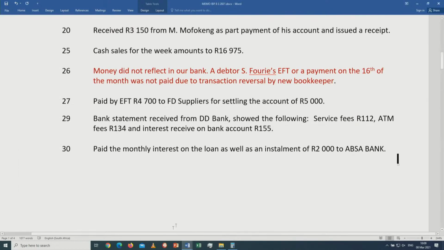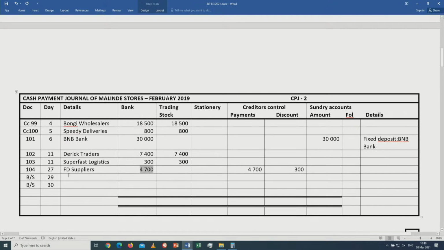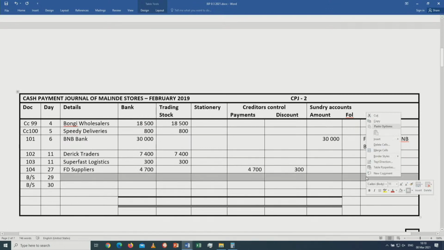Then let's go to the next transaction. Bank statement received from DD Bank showed the following service fees: 112, ATM fees 134, interest received on bank account 155. If we can go back to the notes that we talked about, we said on the bank statement the charges and the services can be added, but the interest must be recorded separately. You still remember, it must not be part of the bank charges you are having. So bank charges, meaning when you receive the bank charges you must pay. Therefore, you go to your cash payments journal. On the 29th, you have to pay the bank charges.